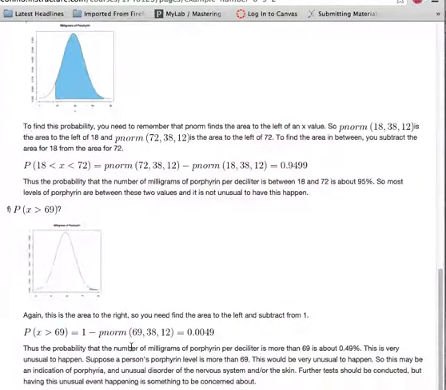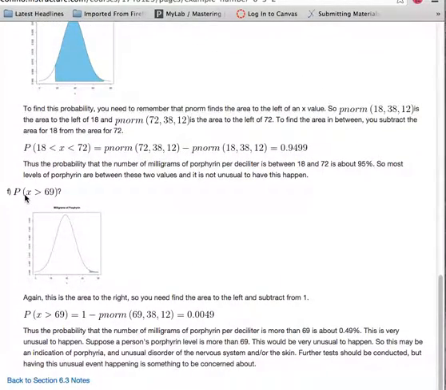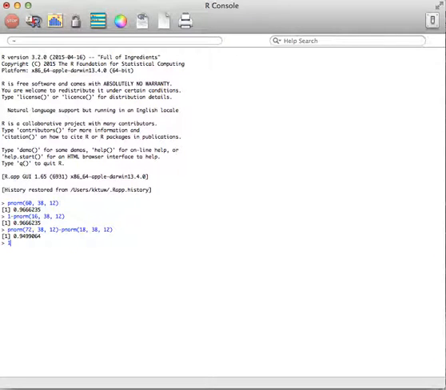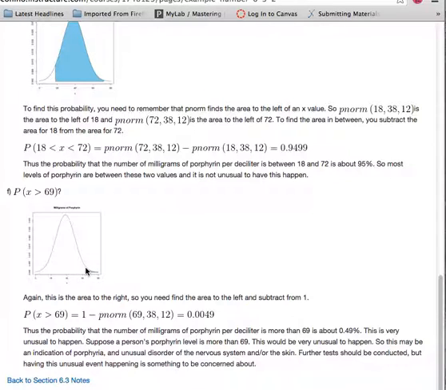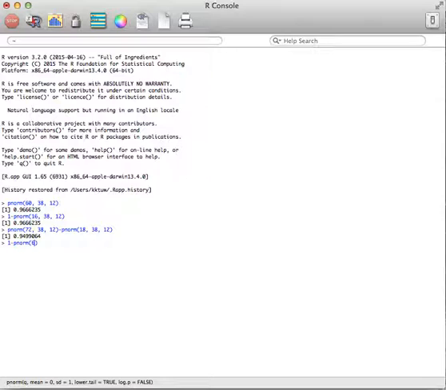There is one more problem. It asks us to find the probability that x is greater than 69. So again, shading greater than 69 would be this area up here, but the p-norm always finds the area to the left. So we want to figure out this area to the left and then subtract from 1. So in R, you can do that all in one step. We're going to do 1 minus p-norm, and the value where the shading is going to end is 69. So we type in 69, 38, and 12.